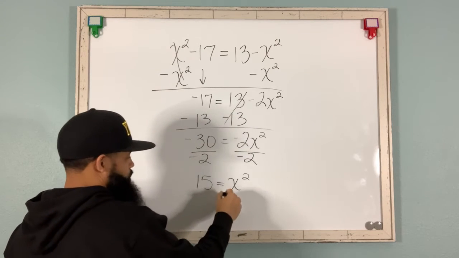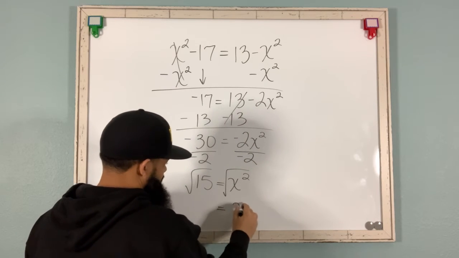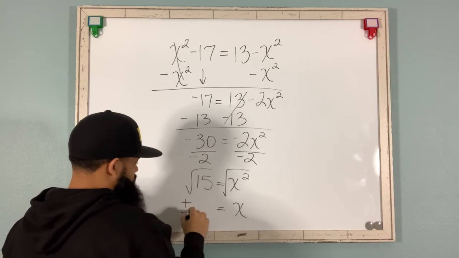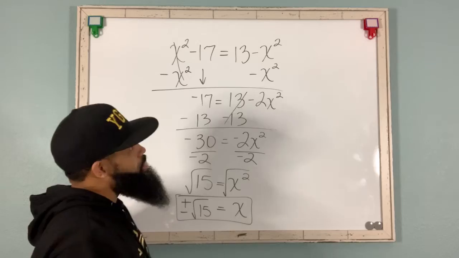To get rid of that exponent, I take the square root. I have x, and that is plus or minus the square root of 15.